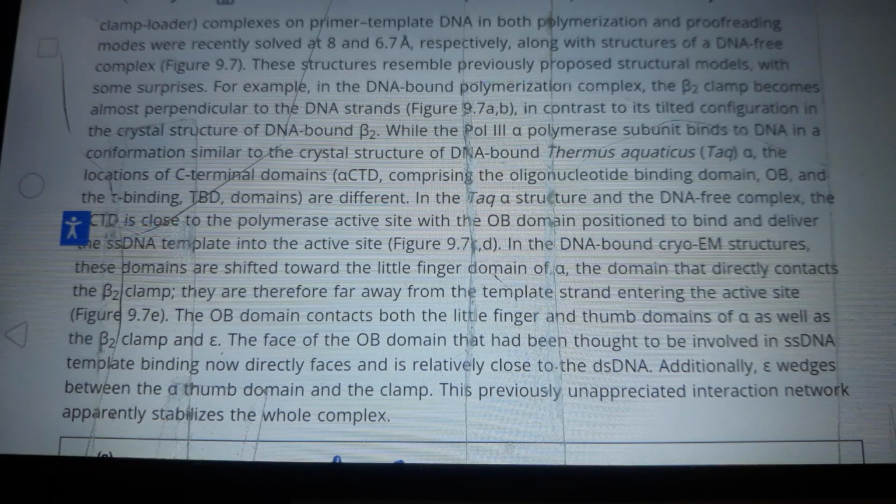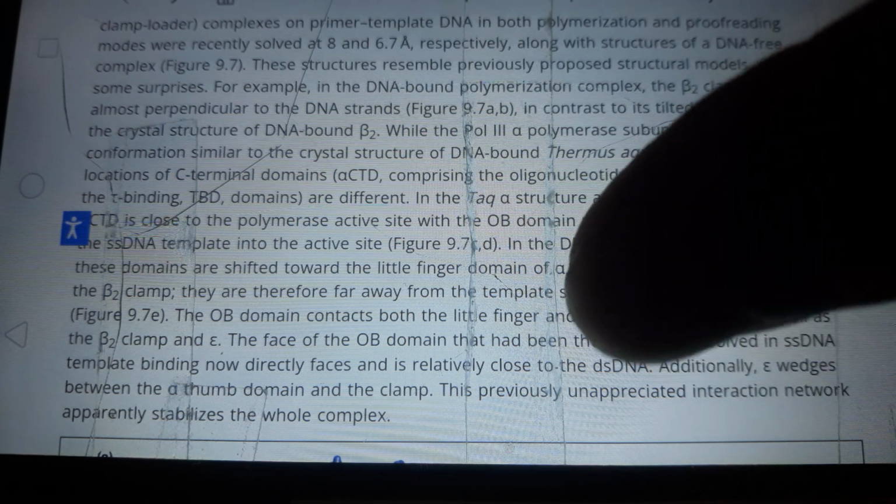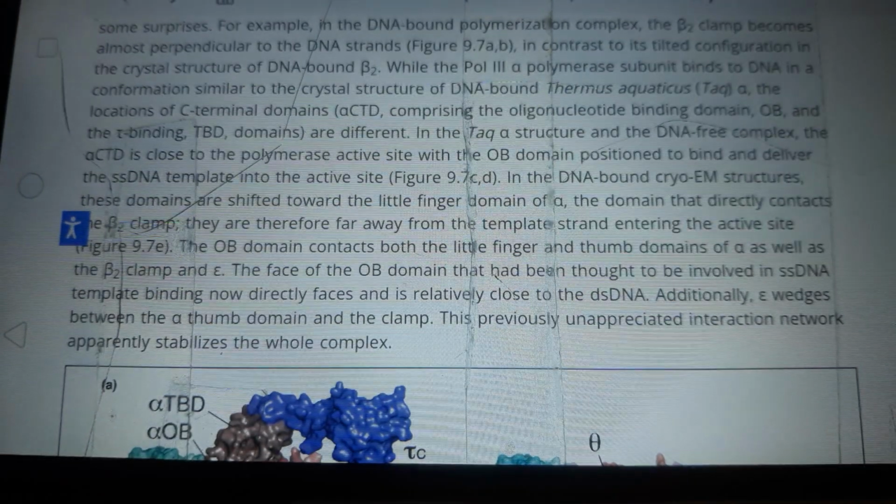In the TAC alpha structure and the DNA-free complex, the alpha CTD is close to the polymerase active site, with the OB domain positioned to bind and deliver the ssDNA template into the active site. Figure 9.7C and D.